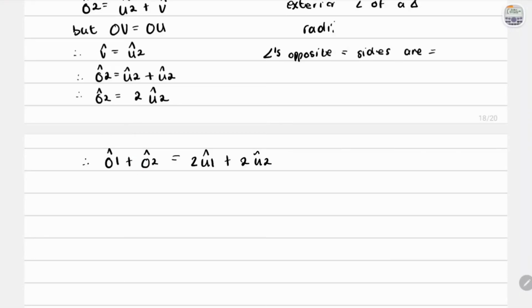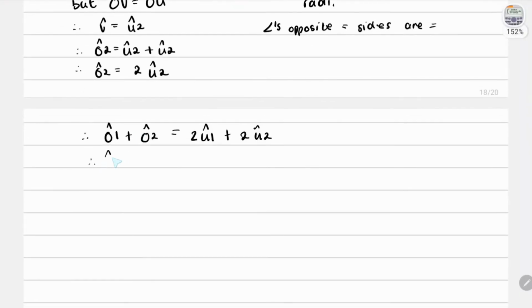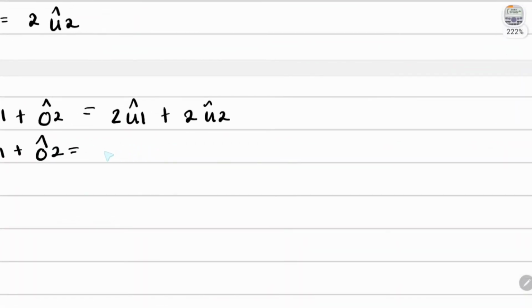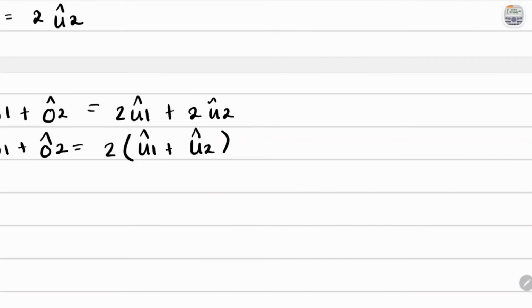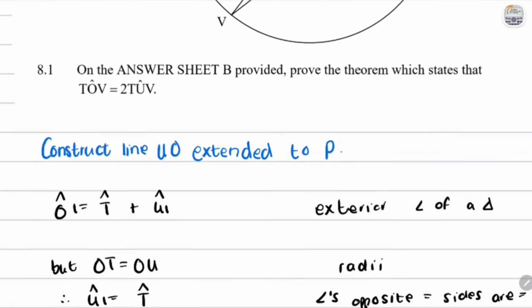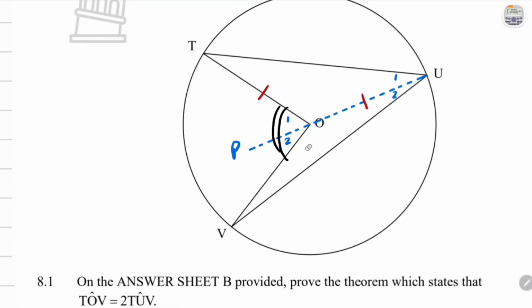And now you see, let me just actually rewrite that. That's still angle O1 plus angle O2. Do you see that here you have a common factor of 2? So we can take that as a common factor and you're left with angle U1 plus angle U2. And now we need to go ahead and just simplify this. Angle O1 plus angle O2 is that angle TOV. The addition of those angles give you TOV.